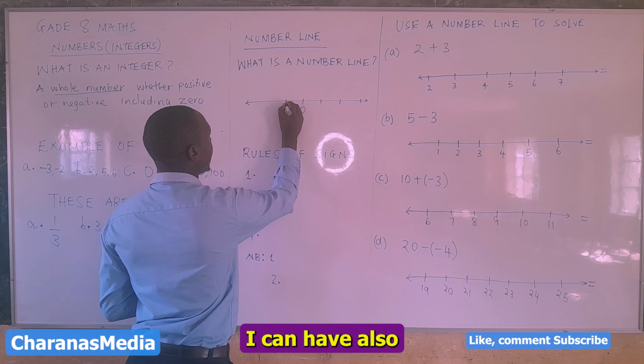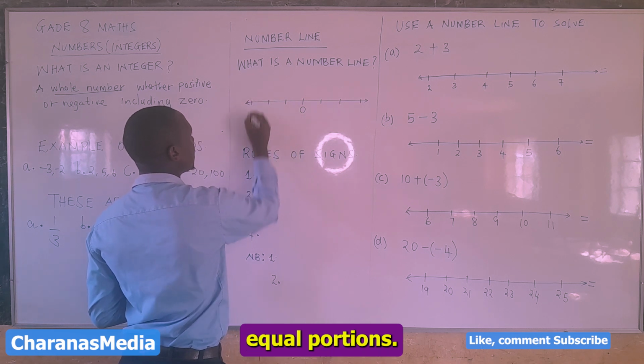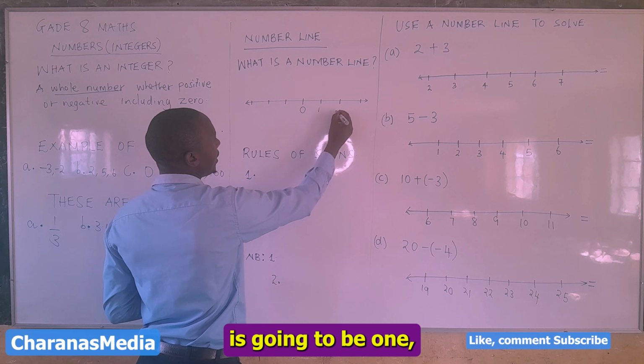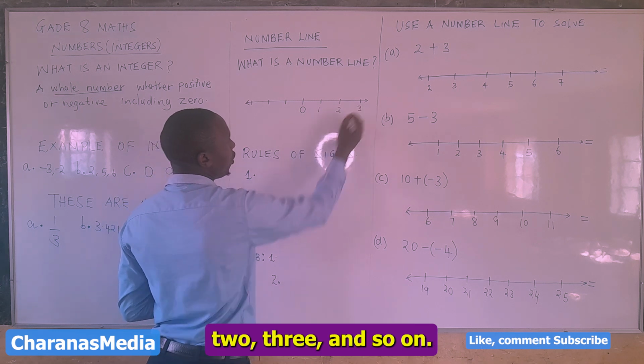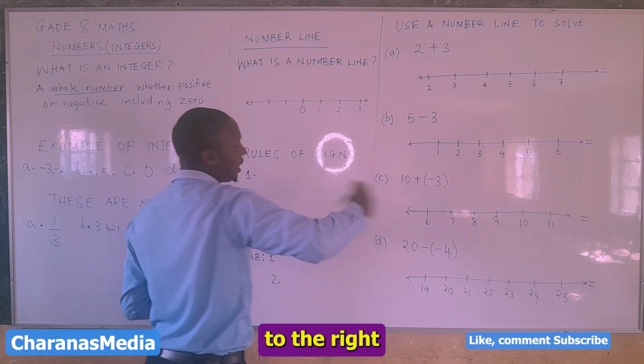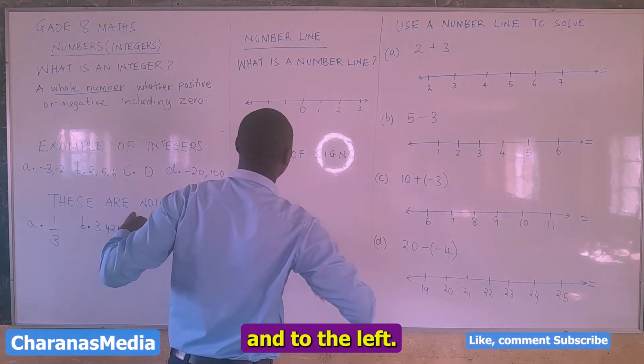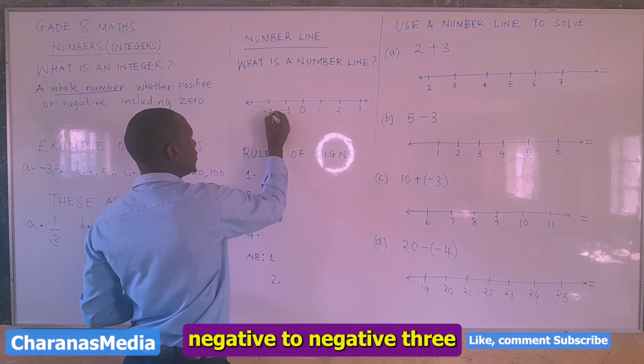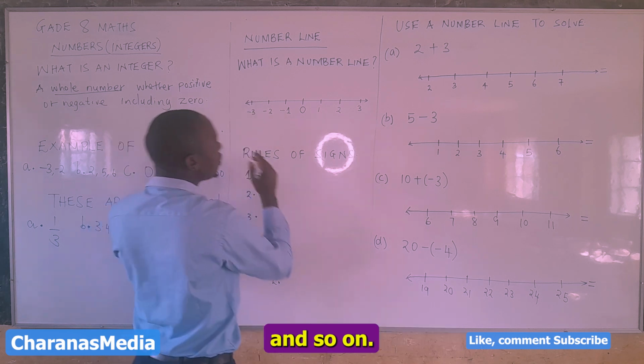And to the left I can have also equal portions. And if this is 0, then the next one is going to be 1, 2, 3, and so on. That is to the right. To the right we have positive numbers, and to the left we have negative numbers, and therefore this is going to be -1, -2, -3, and so on.